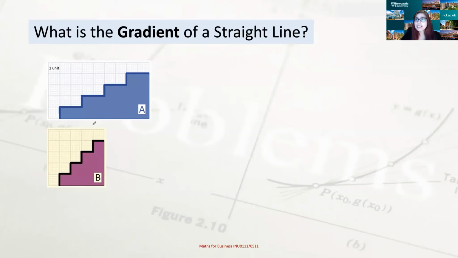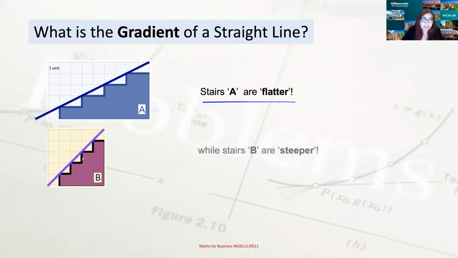So let's take this in picture form. This is our stairs A. It looks much flatter, while stairs B looks steeper. For convenience, we represent the horizontal movement, the movement along the X direction, as step, and the vertical movement, the movement along the Y direction, as rise. So please remember, guys, the movement along the X direction is step, and the vertical is the rise.